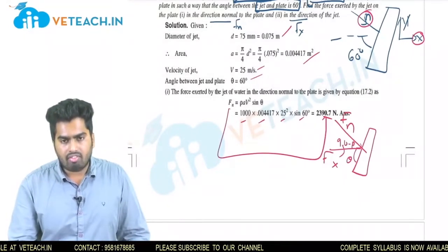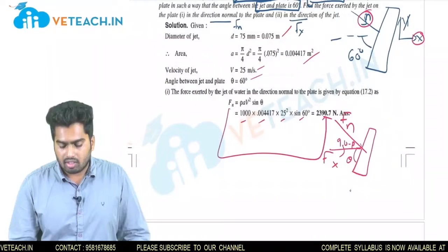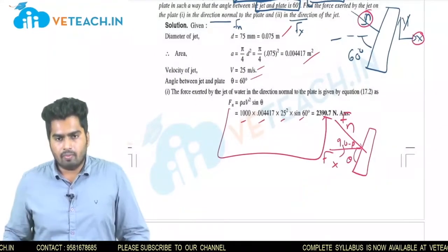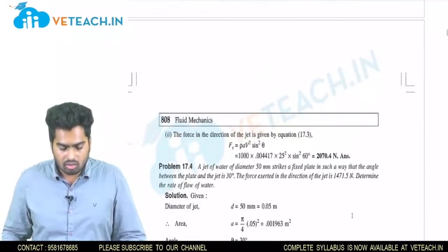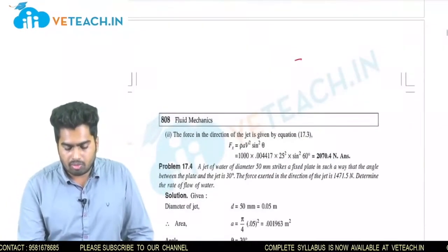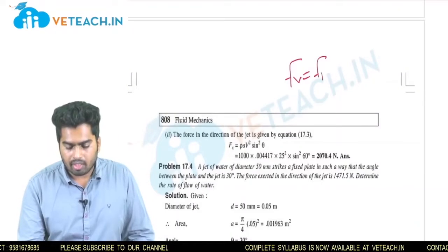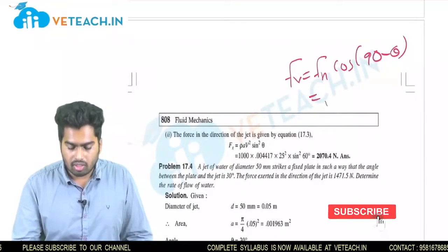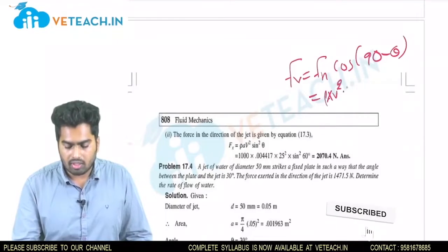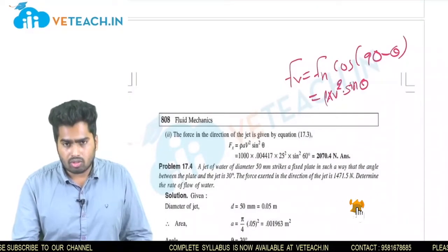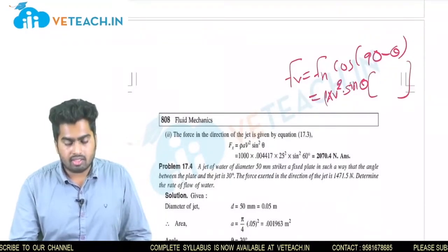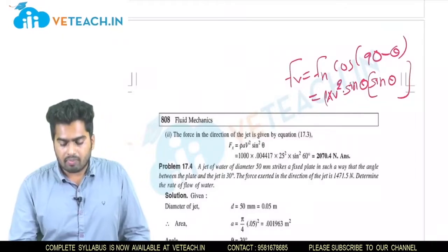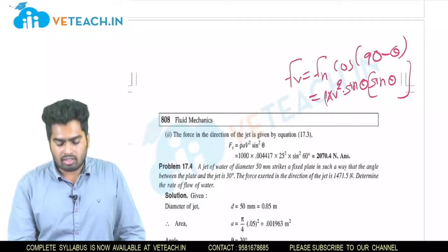If I resolve Fn along the x-axis, then I get Fx equal to Fn cos of 90 minus theta. What is Fn? We have just seen Fn is rho a v square sin theta. What is cos of 90 minus theta? Cos of 90 minus theta is sin theta. So if you multiply sin theta into sin theta, you will get sin square theta.